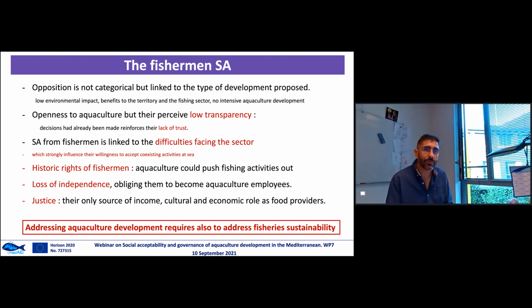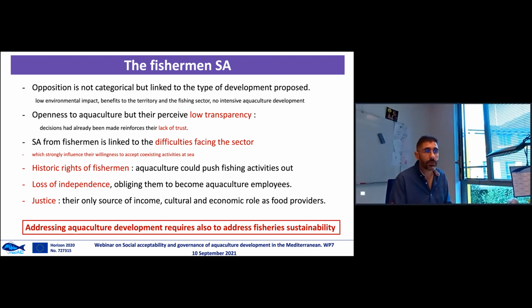I mean, they are open to discussion, but they perceive that there is a lack of transparency. They think that decisions are already taken. So there is a lack of trust, and this is a common thing in social acceptability, because trust is a key element if we want to build social acceptability. And many times we see the economic problems fishermen are facing.